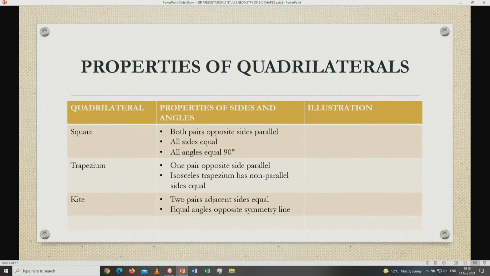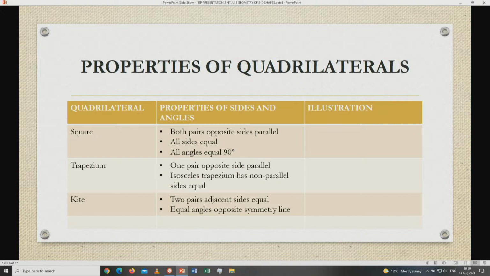Right. Then we have a square. What are the properties of a square? Both pairs of opposite sides parallel. All sides are equal. All angles equal 90 degrees. Those are the properties of a square. Then we have the trapezium. One pair of opposite sides parallel. An isosceles trapezium has no parallel sides equal.